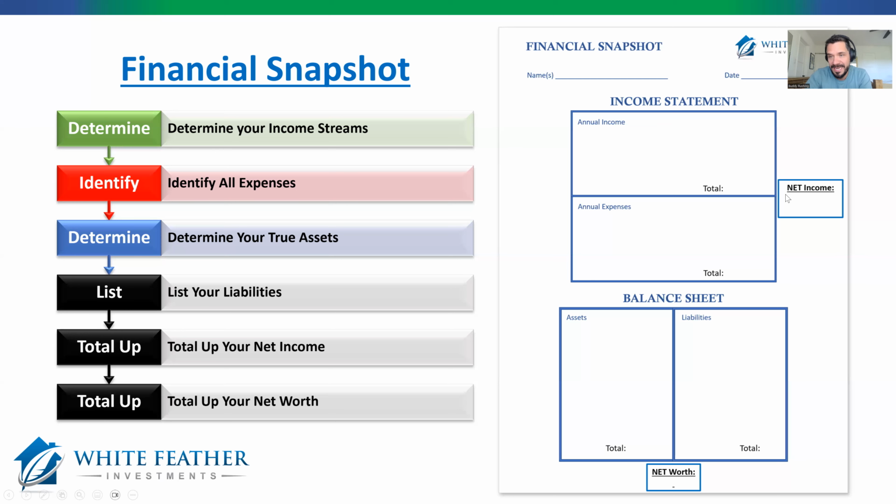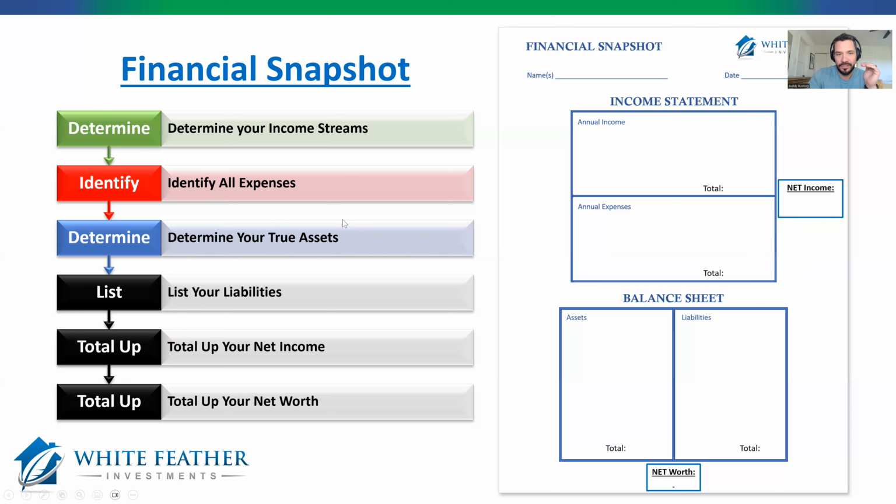Then in order to get your net income for the year, you take your total annual income, subtract your total annual expenses, and that number hopefully is positive. If it's positive, it means that you've got a savings rate. So if you make $80,000 total across the year and you spend $75,000 total, then you should have $5,000 in the bank at the end of the year. Pretty simple. Just keep it simple like that.